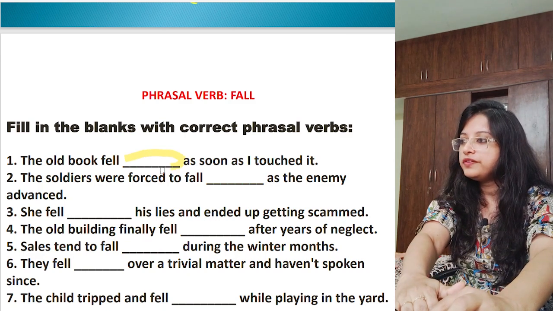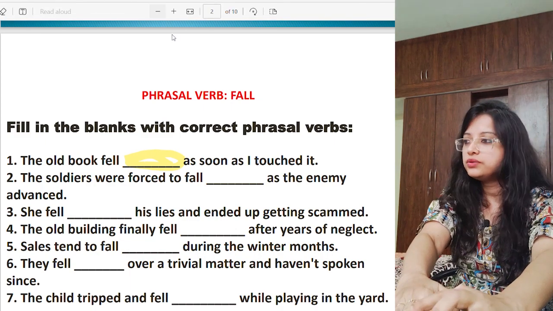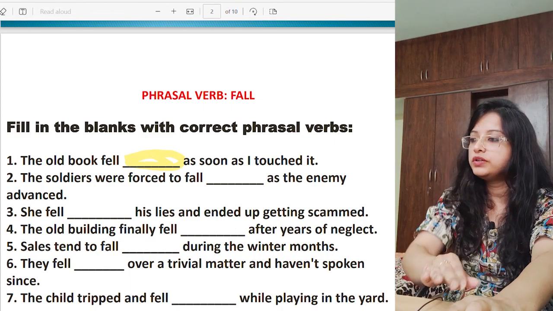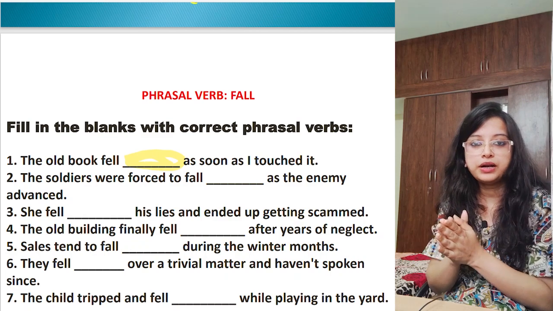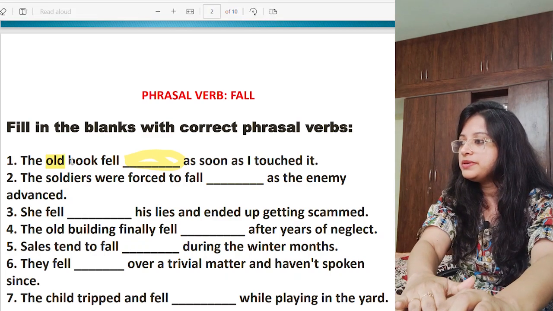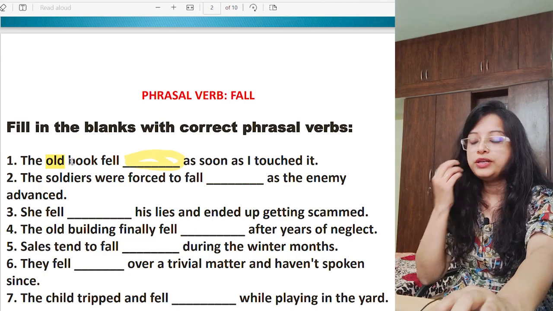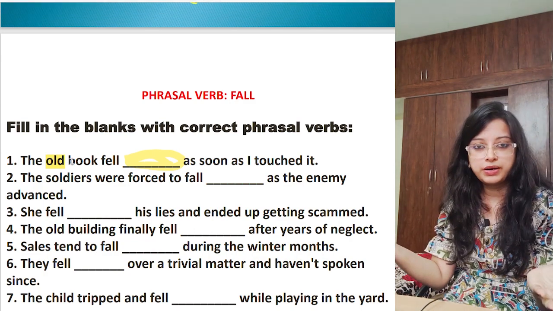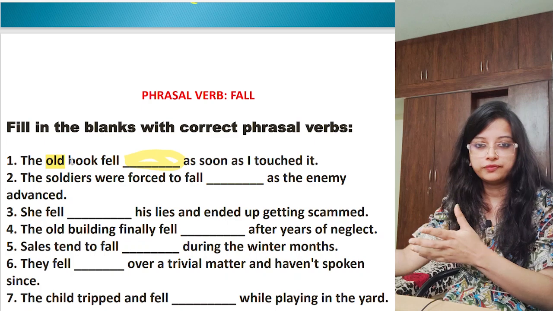The old book fell dash as soon as I touched it. What do you think is suitable over here? Fell apart. Why fell apart? Because the hint is given: the old book. That means the book is not in a good state. So when you hold it, it just falls apart. All the pages just fall off.